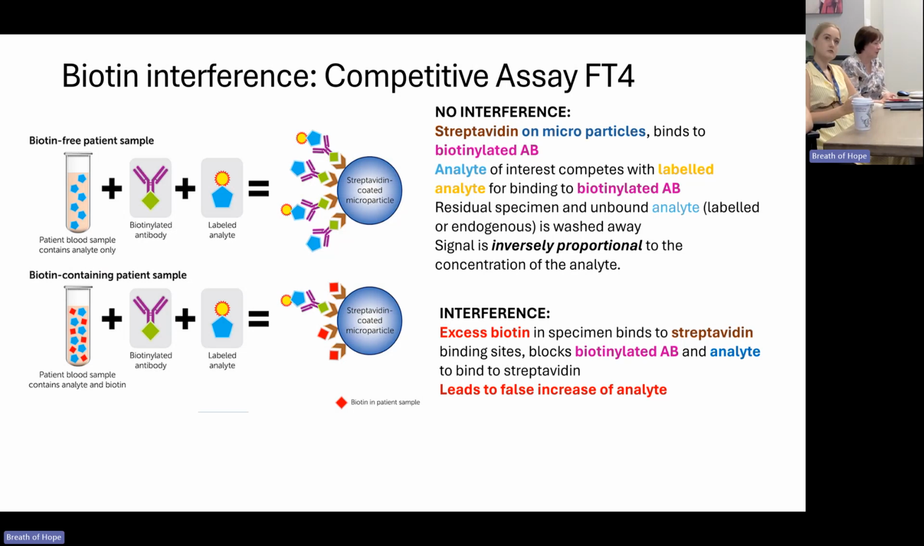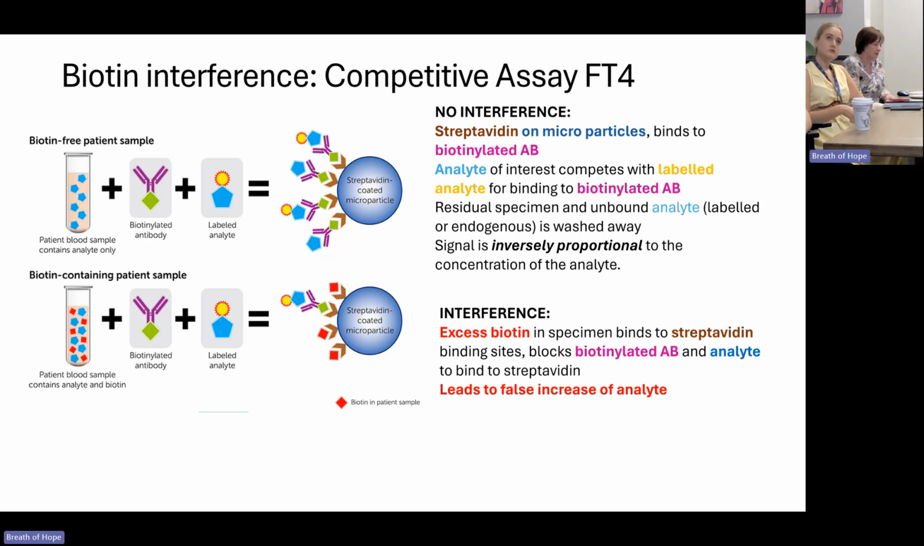Just a quick idea of biotin interference, once again looking at our method design. If there's no interference, there's streptavidin sitting on the microparticles. It binds to the biotinylated antibodies. The analyte of interest competes with a labeled analyte for binding to the biotinylated antibody. Any residual specimen and unbound analyte, labeled or endogenous, is washed away, and the signal is inversely proportional to the concentration of the analyte.